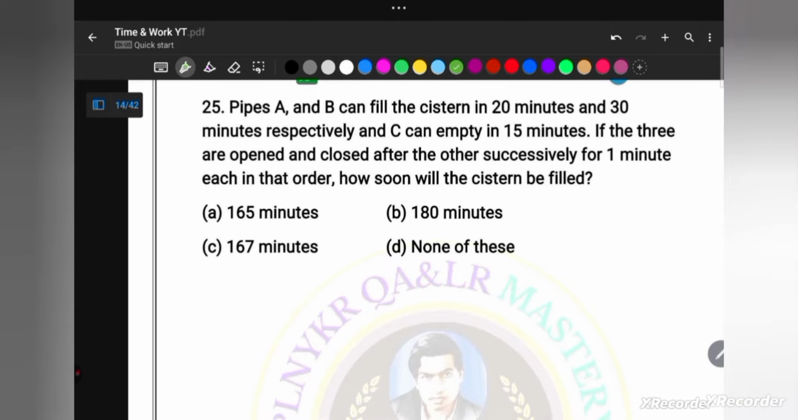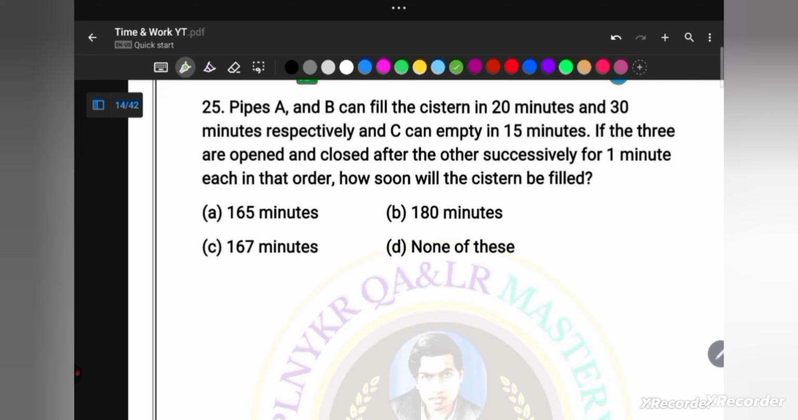The question is from pipes and cisterns, which is simply an application of the concept from the topic time and work. Whenever a pipe is filling, we take it as positive work.